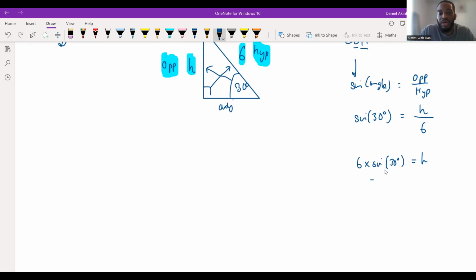Okay? Now, this is no problem if we had a calculator. This is a non-calculator paper. So does anybody know what the sine of 30 is? Do we know our exact trigonometric values? Does anybody know?